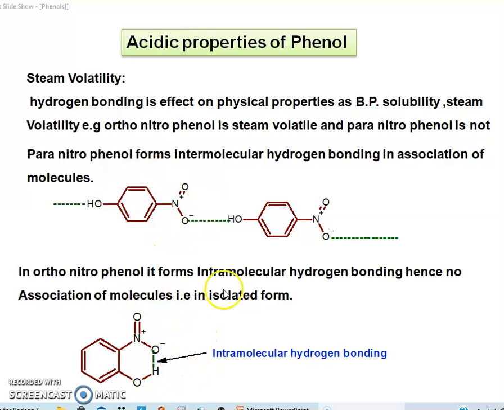But you know that intramolecular hydrogen bonding means the bonding which is present within a molecule.